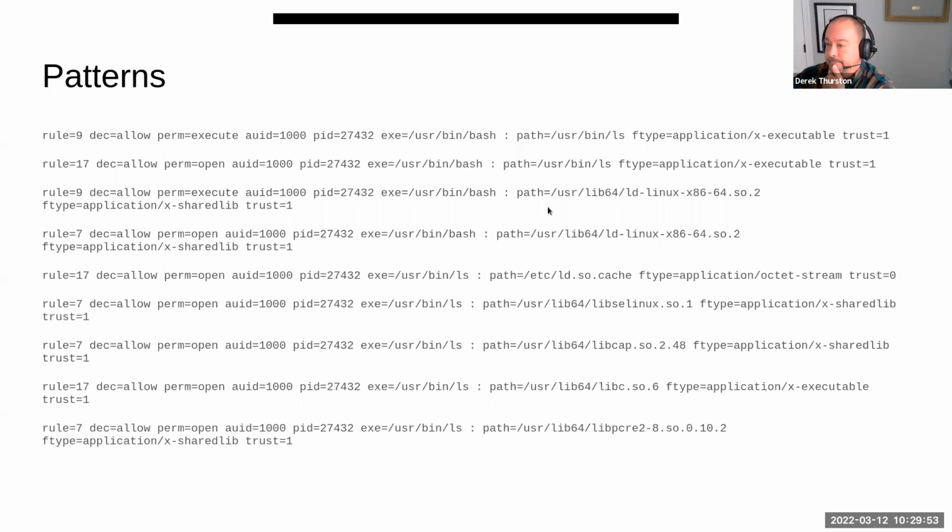But when I run this ls command, you can see it's going through the ld-linux library, and it's going into the ld.so.cache file. And you see various different things happening. Some of these things are trusted, some are not, but some are passing just on the path alone or the file type. So there's a lot going on and a lot to decipher.